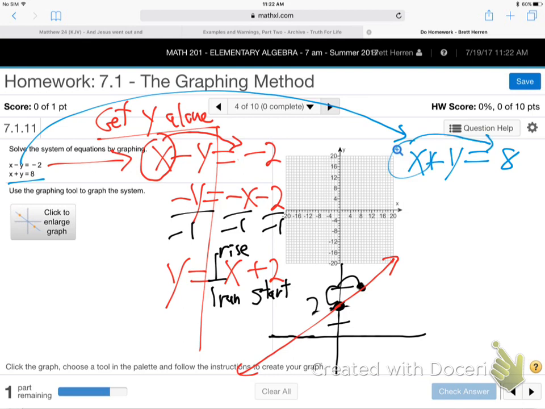Take the x and jump it to the other side. We got to get y alone. That'll be negative x plus 8. Is that good? When you jump the x to the other side, it becomes negative x. Got to get the y alone. The y's alone. So now you can graph it.